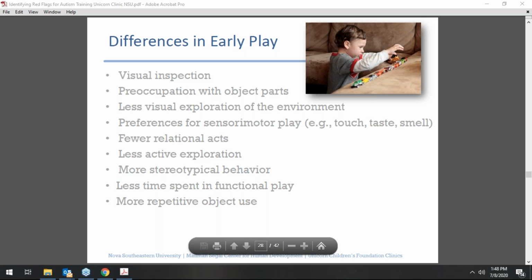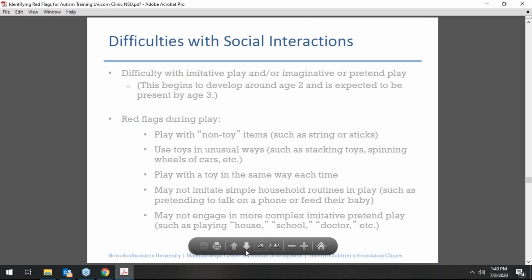And then obviously, sometimes they might use objects repetitively. You might see things like them playing with a certain car or a certain truck in a repetitive way, where they're doing the same thing over and over again. We can go to the next slide.